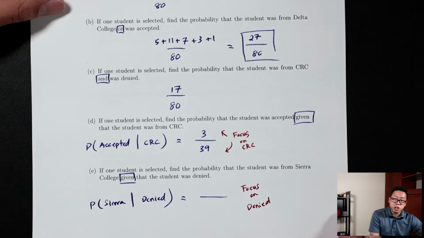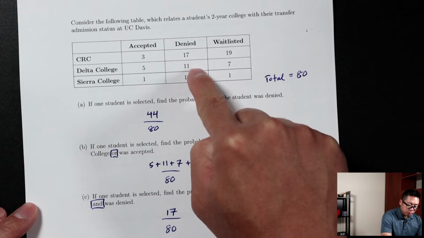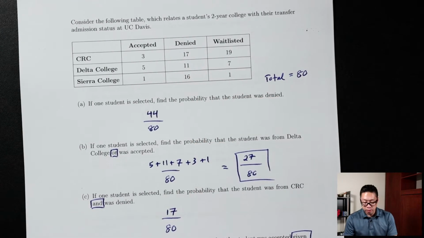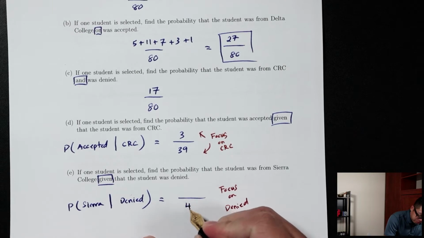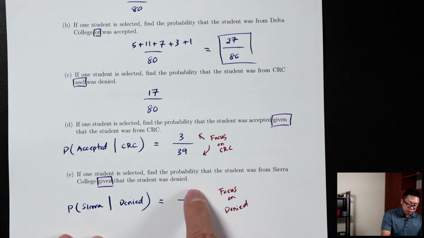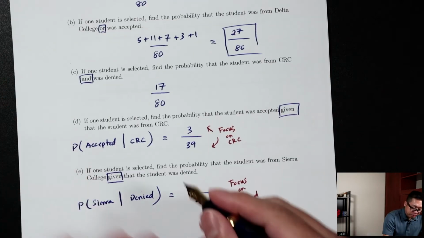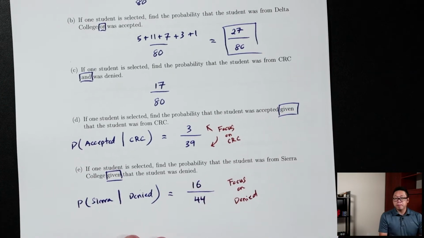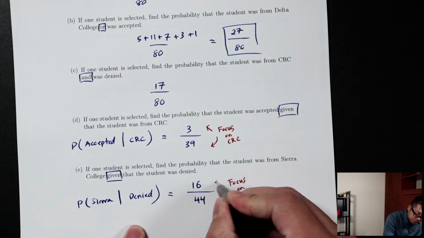For the bottom, focusing just on the denied, how many are there total? Just on the denied, the total would be 17 plus 11 plus 16, and we get a total of 44. And still focusing just on the denied, how many are from Sierra? 16. And again, anytime you have the word given, it's telling you to focus just on one part of the table for the top and the bottom.